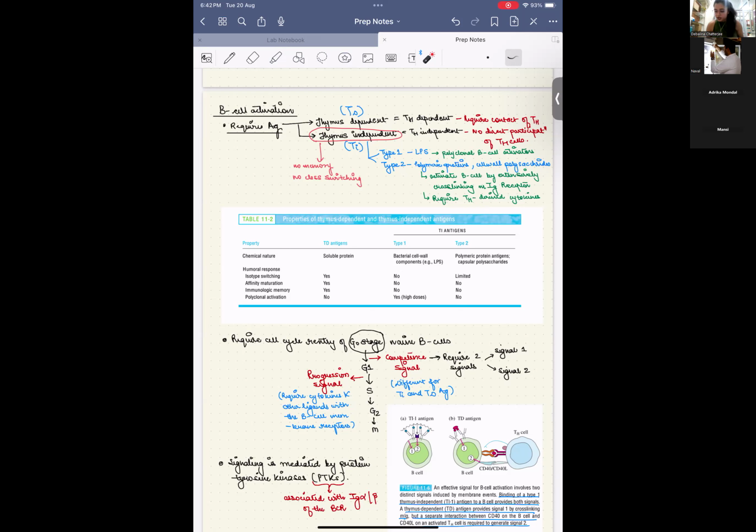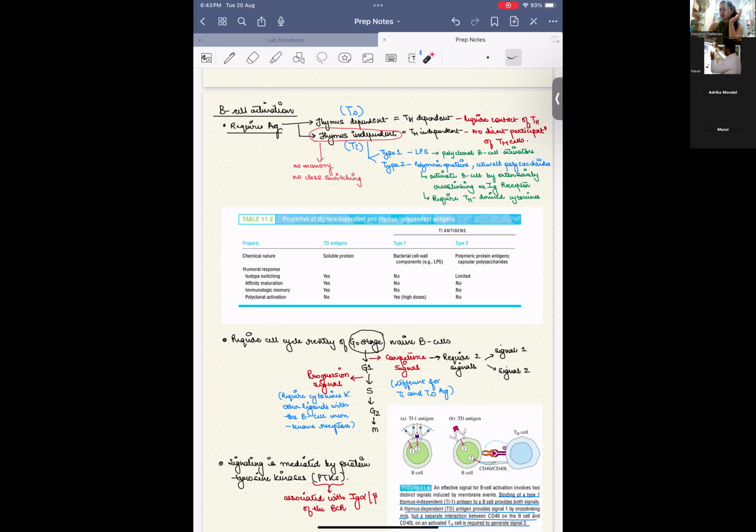Okay. So the process of B cell activation. So far we were discussing in detail the process of B cell maturation. Now we'll move to our discussion of activation. So activation wherein a mature B cell has already encountered an antigen.